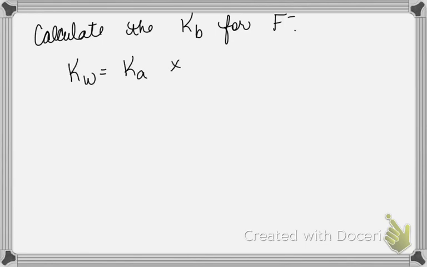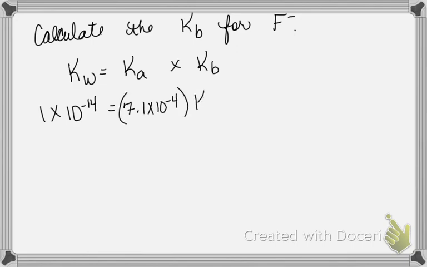So look up the Ka for hydrofluoric acid and let's calculate the Kb for the fluoride ion. If Kw is equal to Ka times Kb, Kw is always 1 times 10 to the minus 14. The Ka for hydrofluoric acid is 7.1 times 10 to the minus 4. And we can solve for Kb. And the Kb is 1.4 times 10 to the minus 11. And y'all will recall, I'm sure, that those are unitless.